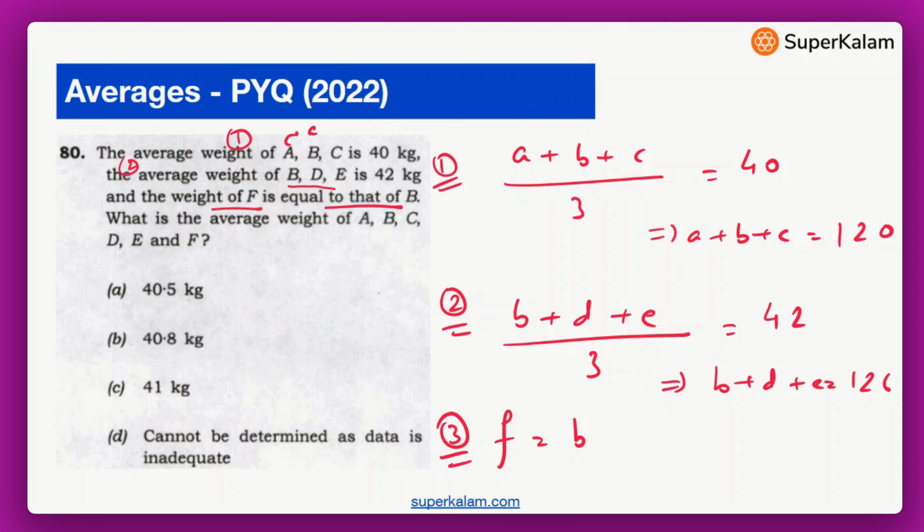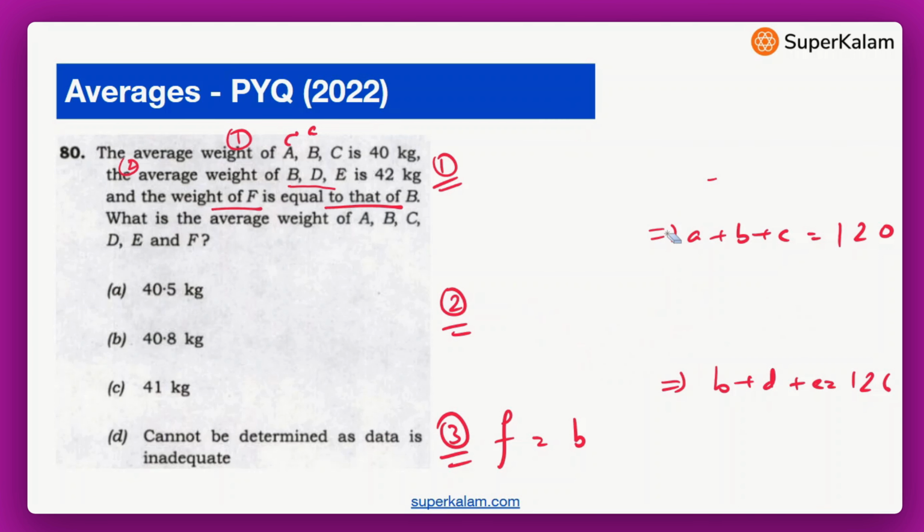Now if we erase the non-essential part, first is this: A plus B plus C is 120. Second is B plus D plus E is equal to 126, and third is F is equal to B. Now what is the question asking from us? We have to calculate the average weight of A, B, C, D, E and F. So we have to find the average weight of all these six things.